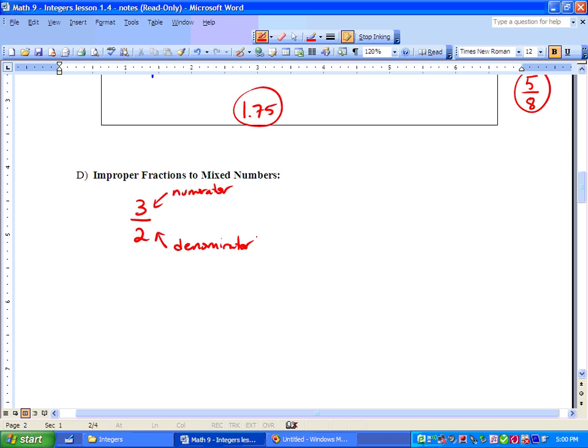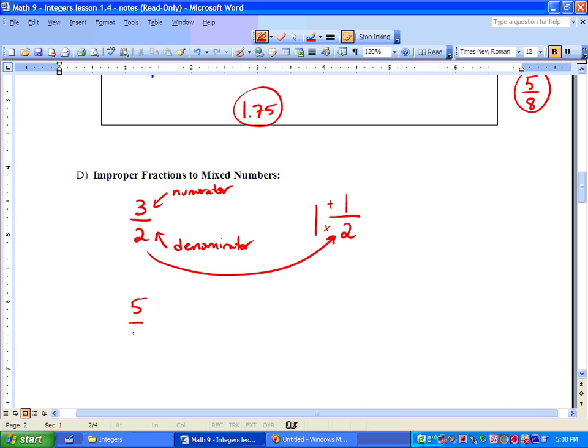Alright, so what we're going to do is we're going to ask ourselves, how many times does the 2 go into the 3? Alright, and then how many are left over? So we've got 1, and we pull our denominator down, and we ask ourselves, what's left over when we go 2 times 1 is 2, and we add 1 to get the 3. Alright, so this is the same thing as saying 3 over 2, but we said 1 and 1/2. Alright, let's try one more.